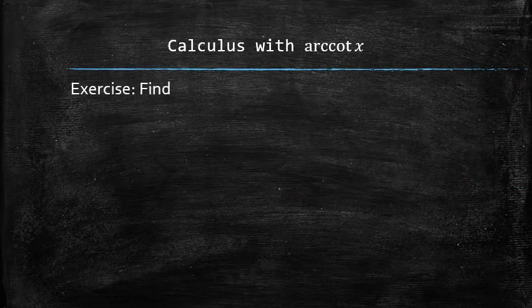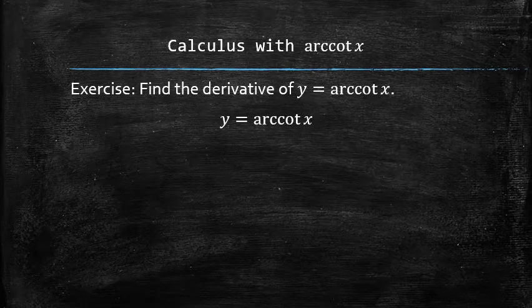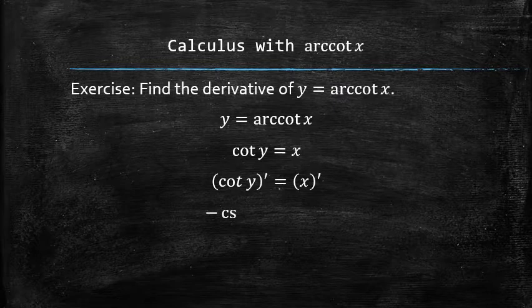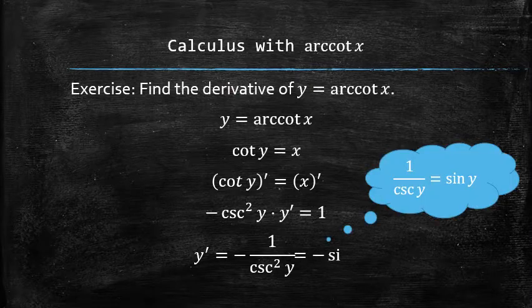So let's try the implicit differentiation instead. First, we apply the cotangent function to both sides and then differentiate each side. On the left side, we use the chain rule, and on the right side, it is just the derivative of x. Divide both sides by the negative cosecant squared of y and replace y with the arc cotangent of x.